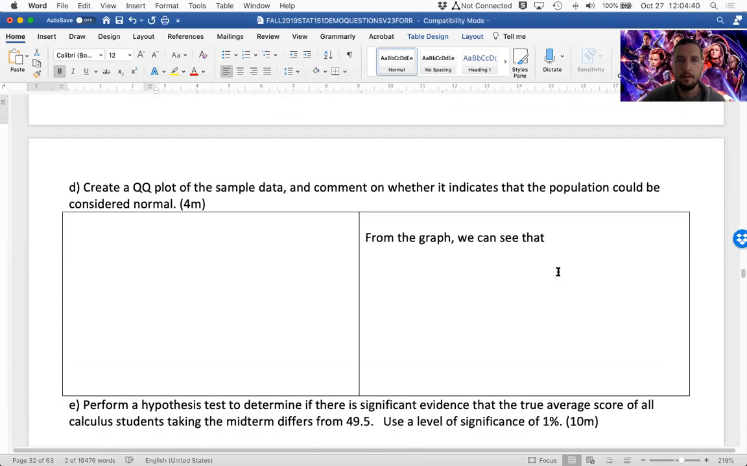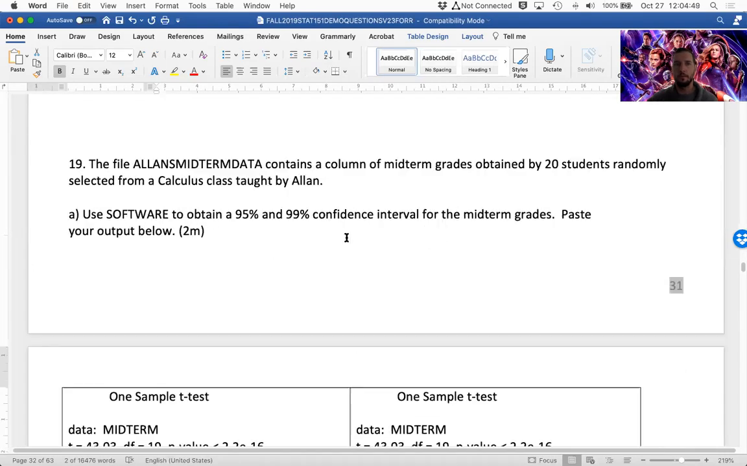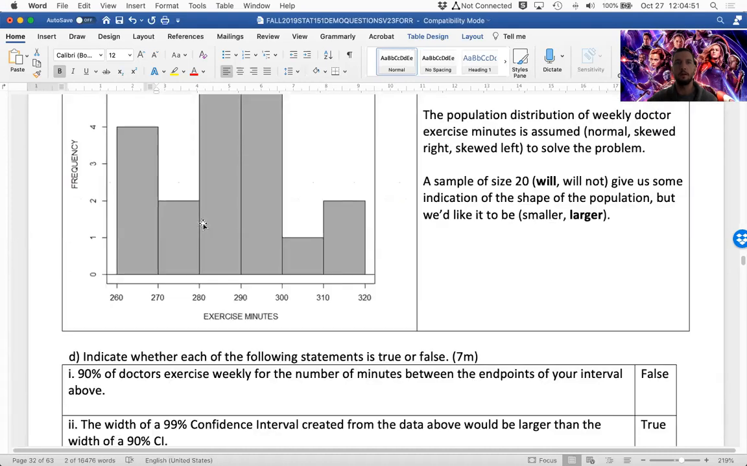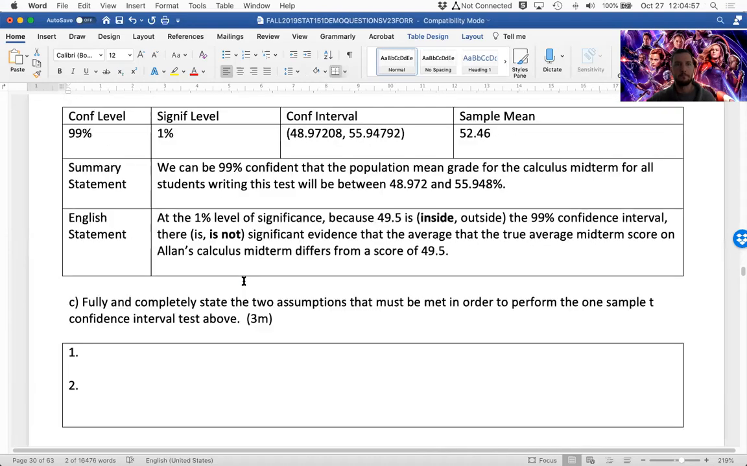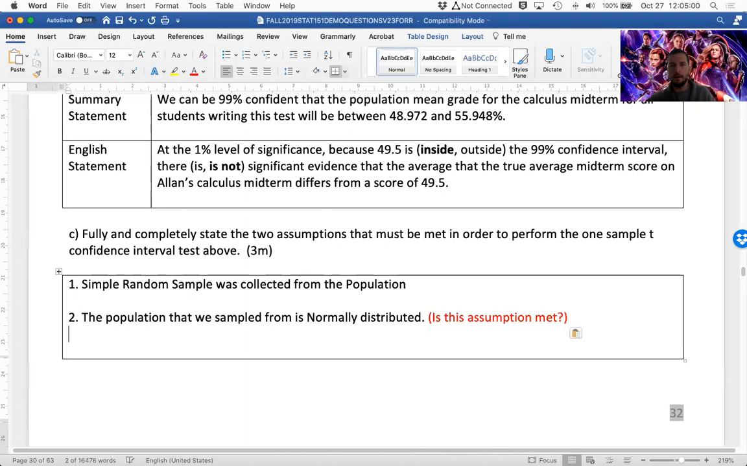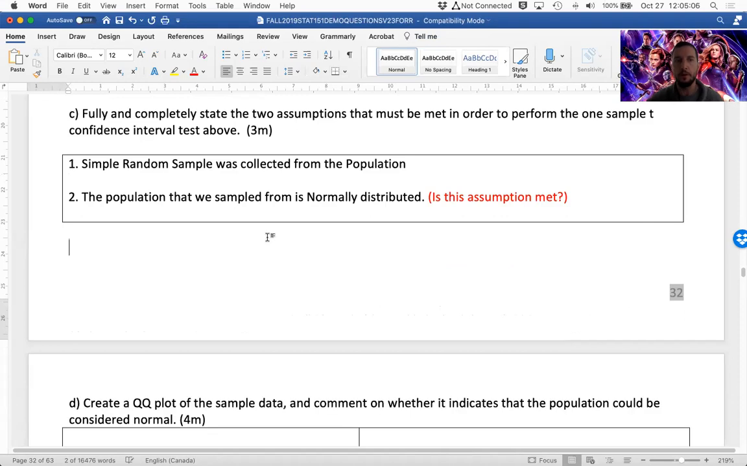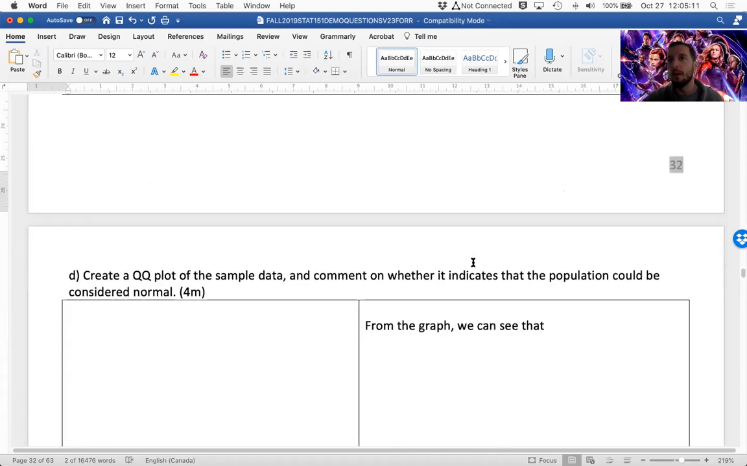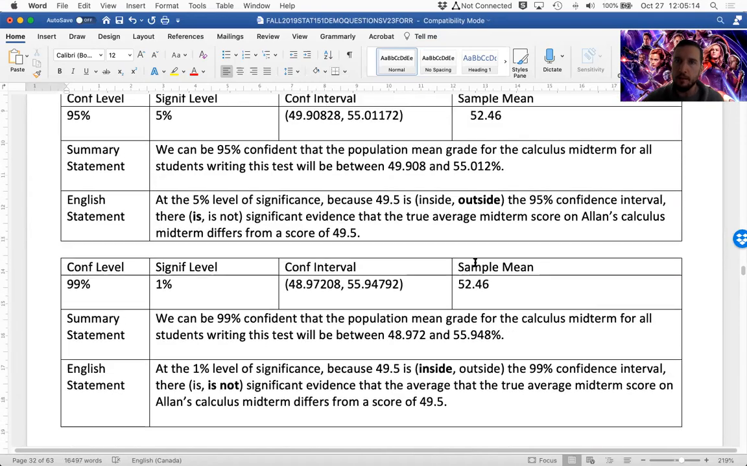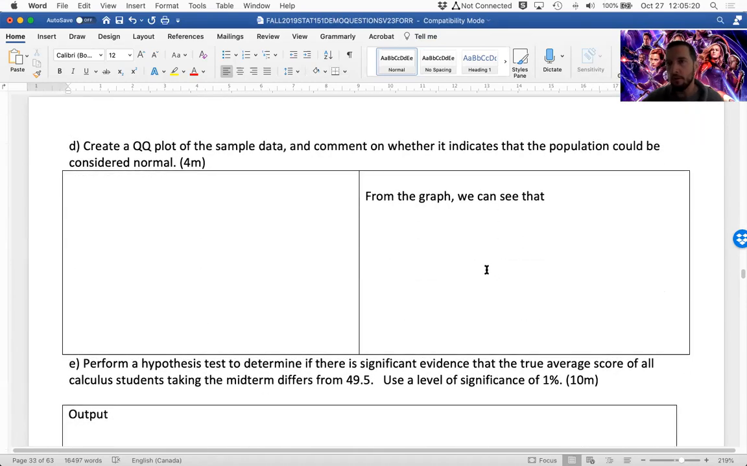Let's just see what else we got. All right, let's work through these. Fully and completely state the two assumptions that must be met in order to perform this test. Those are the exact same assumptions that we worked out before, so we can literally just copy and paste here. Okay, and now we need to check to see if there's evidence that the second assumption is met. So part D is asking us to create a normal probability plot and then describe what we see. So when we're using t-based intervals, the normal probability plot will almost always be our go-to for assessing normality.